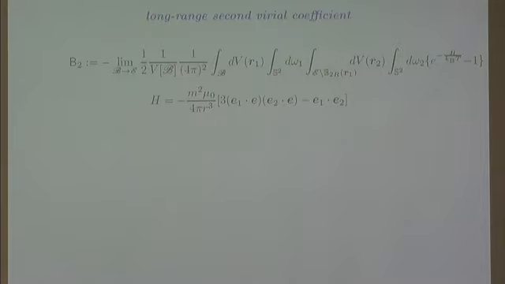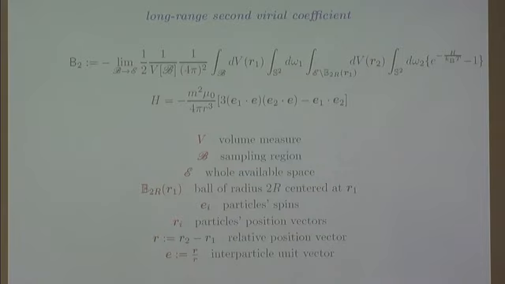Well, this is the formal definition, and here are Mayer's functions that Ibrahim likes so much. So this is the definition of the second virial coefficient, and especially of the uneasy part, which, as I said, is the long-range one. Well, the idea is simple. This is presented in a more mathematical fashion, but it is the same definition which I have used all over again. V is a volume measure. B is a sampling volume, the sampling region.